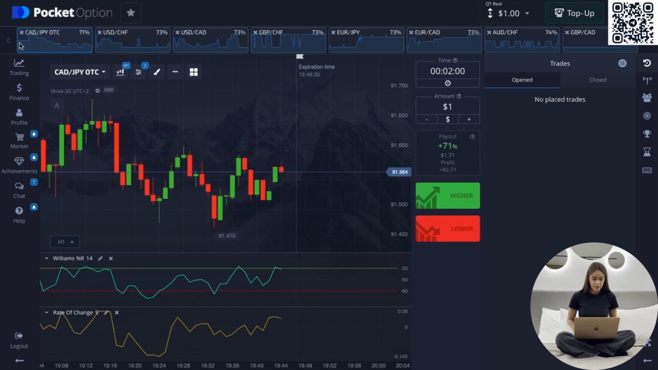So I have added currency pairs. And now I'm starting a trade session and looking for a suitable opportunity to enter a position.